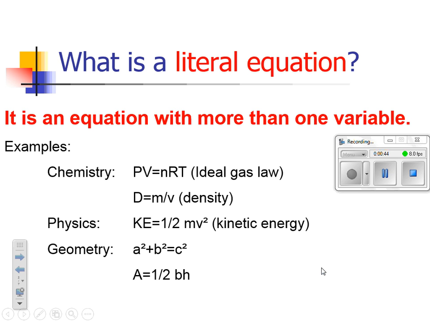in chemistry, maybe you know PV equals nRT. That's the ideal gas law. Or density equals mass divided by volume. Or if you were in physics, kinetic energy is equal to 1/2 mass times velocity squared. And like I said before, if you were in geometry, you know a squared plus b squared equals c squared. That's the Pythagorean theorem. Or what about the area of a triangle? The area of a triangle is 1/2 base times height.